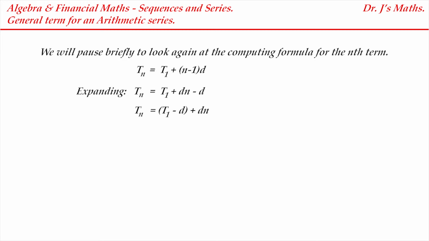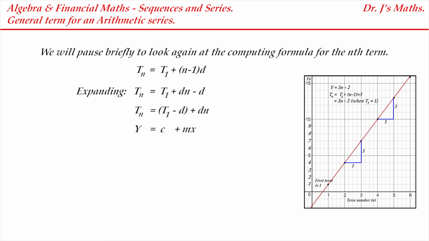So we have an equation here which says that our dependent variable Tn, the thing that we're trying to predict, is equal to some constant plus a constant times our independent variable of n. Now that's exactly the same situation as you're all used to, which is y equals a constant plus mx, the equation of a straight line. And that straight line has a gradient of m.